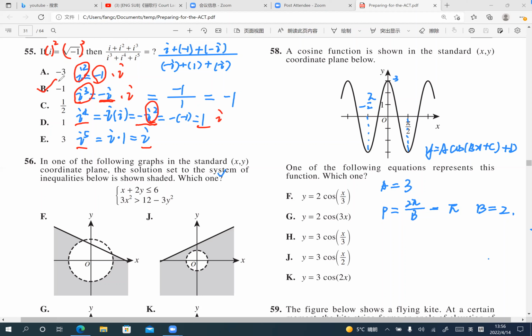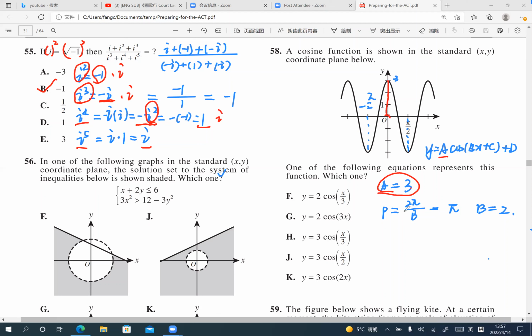Question 58. A cosine function is shown in the standard xy coordinate plane below. One of the following equations represents this function. Which one? For a trigonometric function written in the form y equals a cosine(bx plus c) plus d, a represents the amplitude. So from the graph, we can tell the amplitude is 3. So a equals 3.